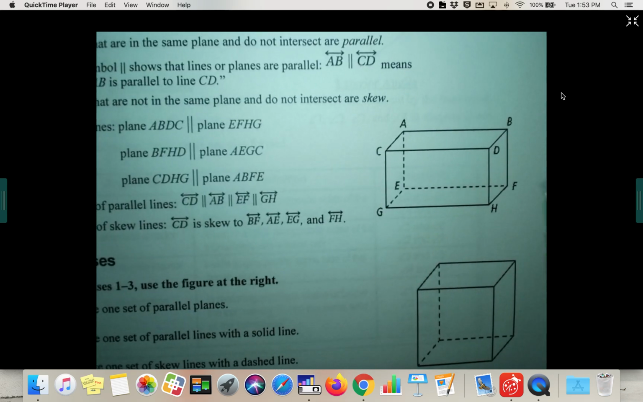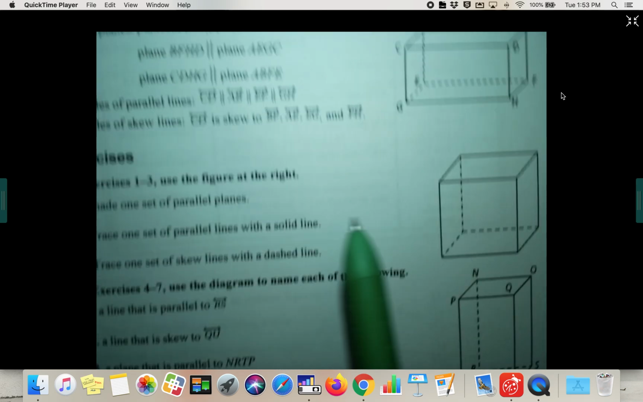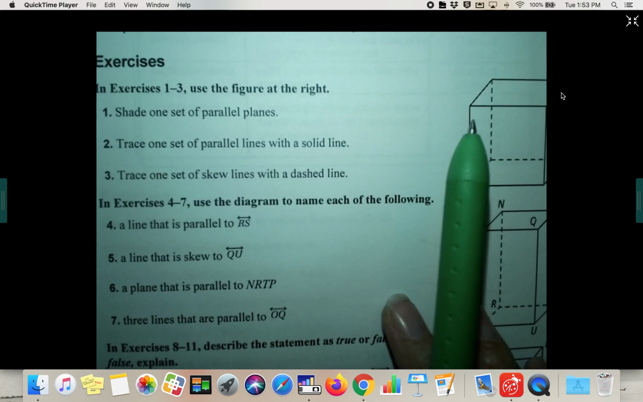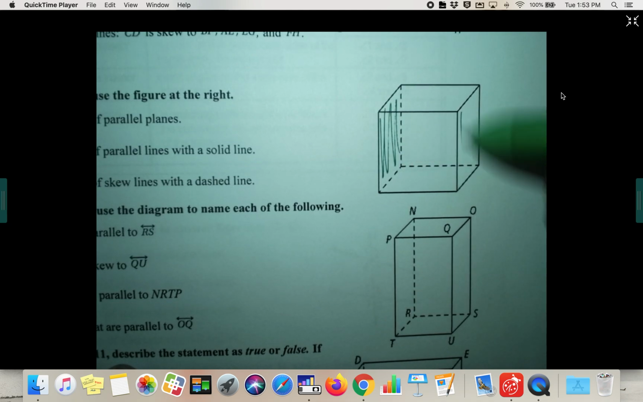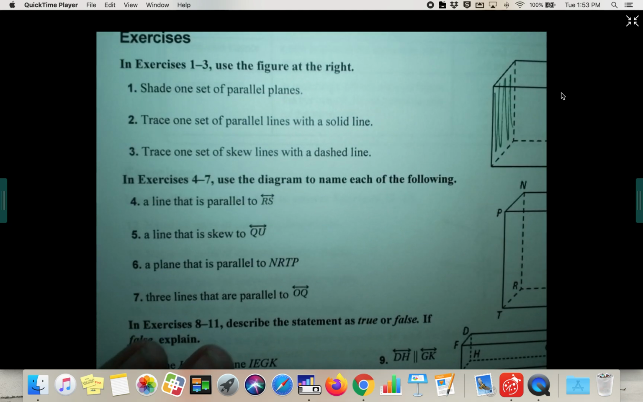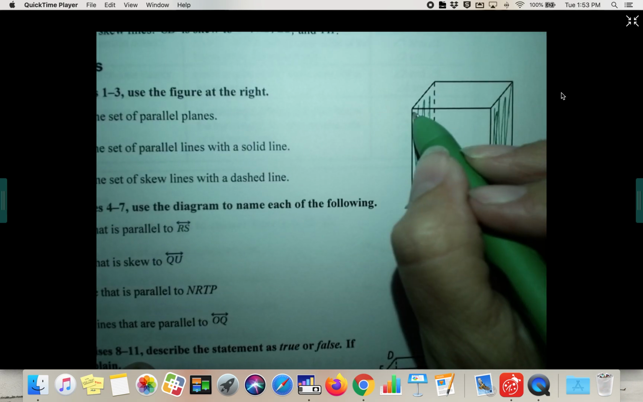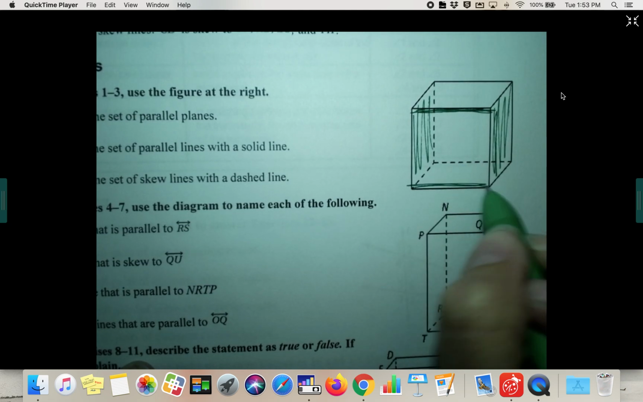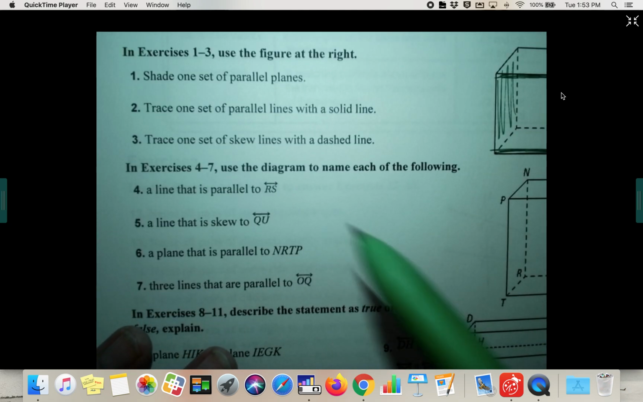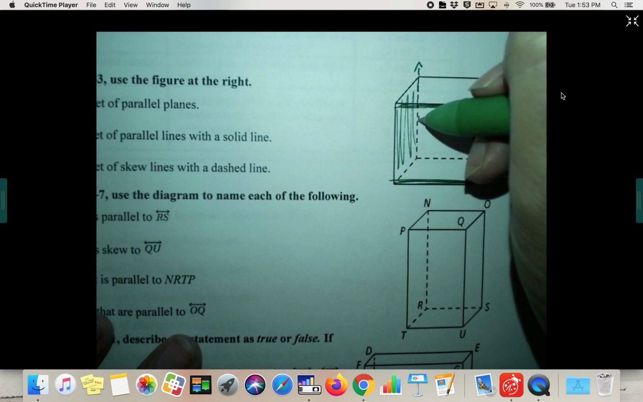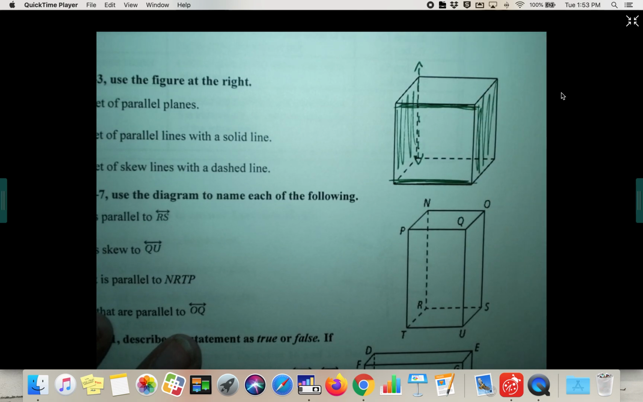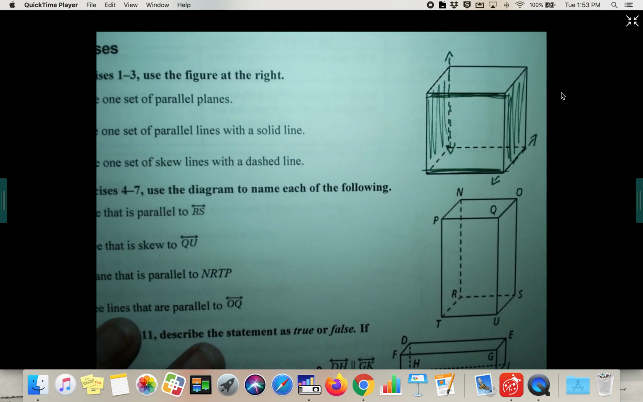It says reteaching, but really we're kind of just learning it. Let's skip down to where it says exercises. So shade one set of parallel planes, doesn't matter which ones. Trace one set of parallel lines with a solid line. So solid line, doesn't matter, pick two parallel lines. Okay, then it says trace one set of skew lines with dashed. So just pick, I mean, these are not hard. You guys have done this before. So there's one, and maybe here's one. It's just checking your vocabulary right now.